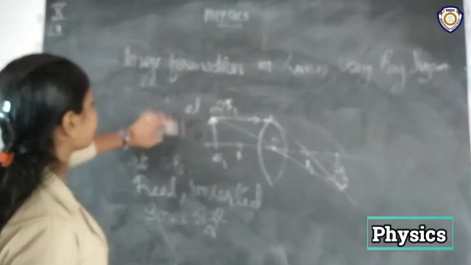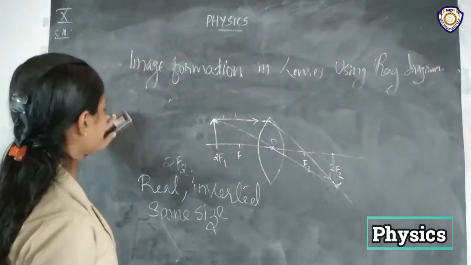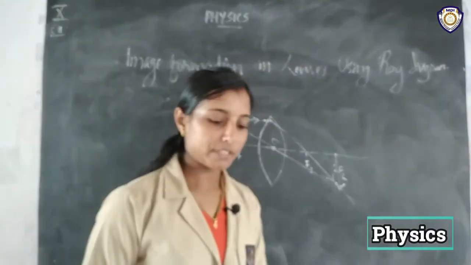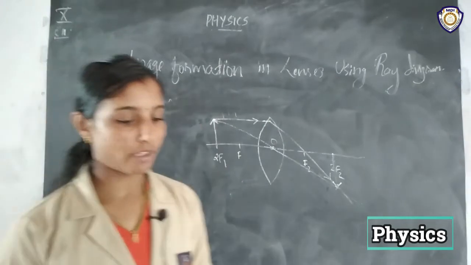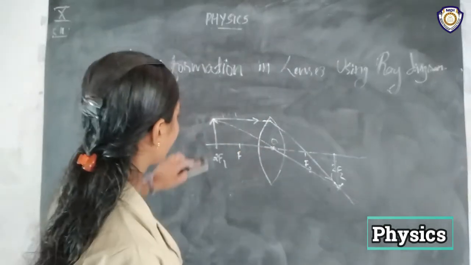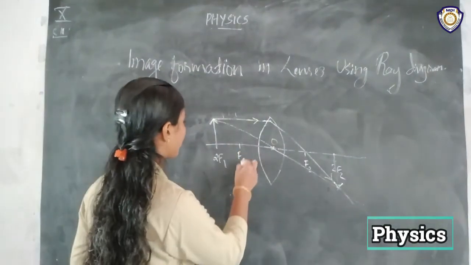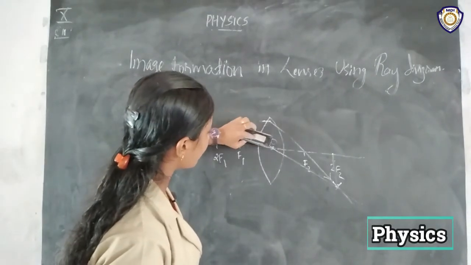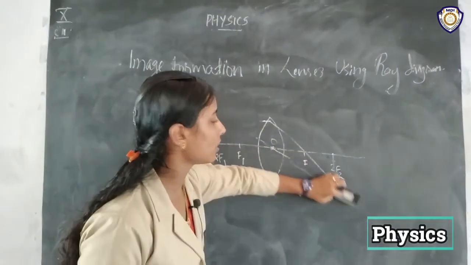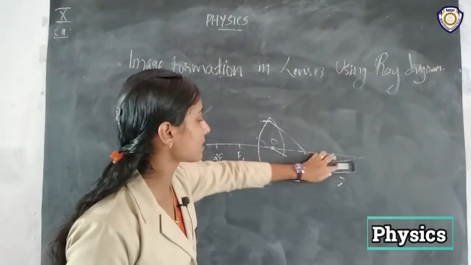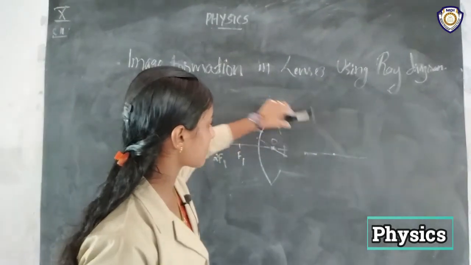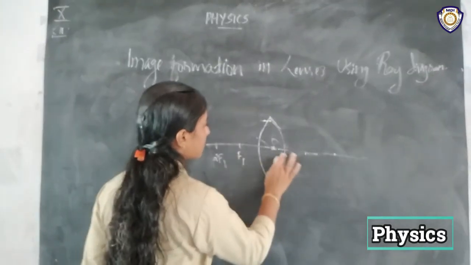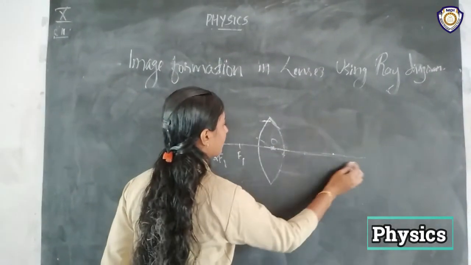The fourth one, where the object is placed between F1 and 2F1. So here F1 and 2F1. We can draw from here also. You should draw all the figures separately, all the ray diagrams separately. Okay, so I can draw here.